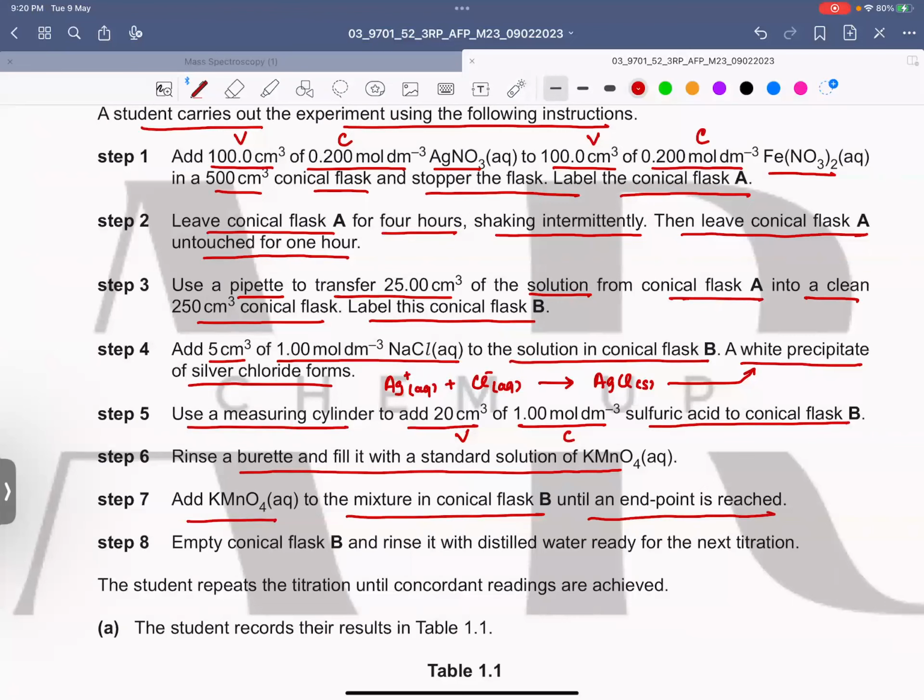So remember, I have discussed earlier, whenever we are using KMnO4, potassium manganate, in the burette and doing the titration, then the color change of the endpoint would always be colorless to pale pink.